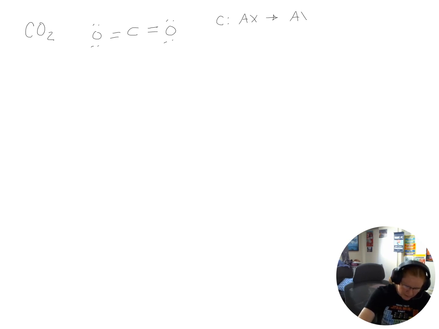Okay, so for carbon dioxide, we get a Lewis structure. It looks like this. So carbon, we have 2 things. So we're going to get, what am I doing? Getting ahead of myself.